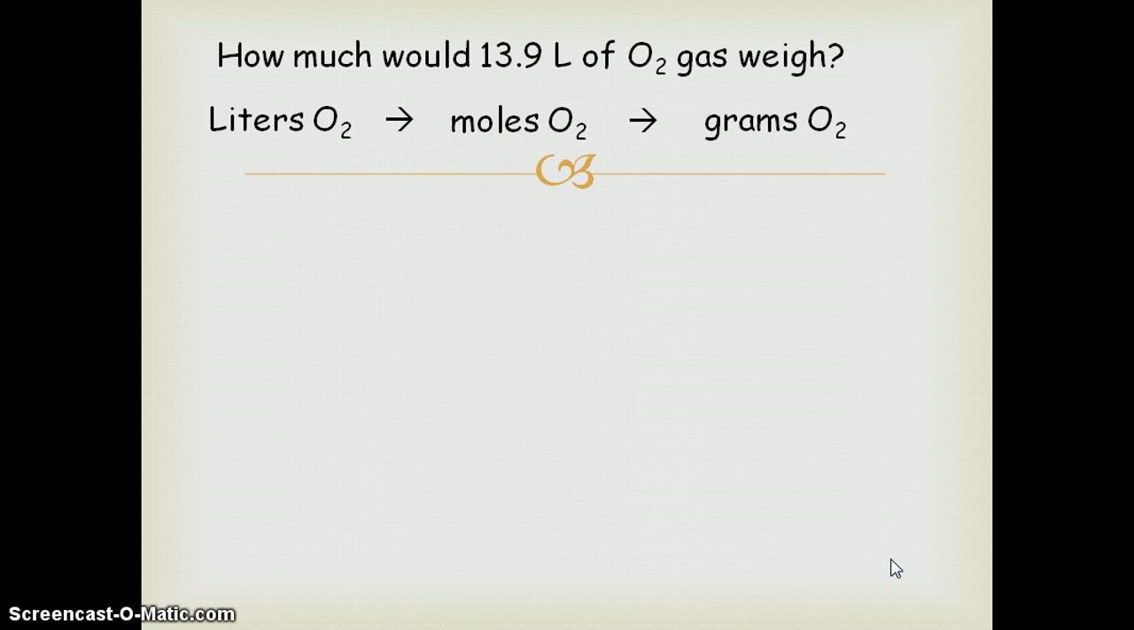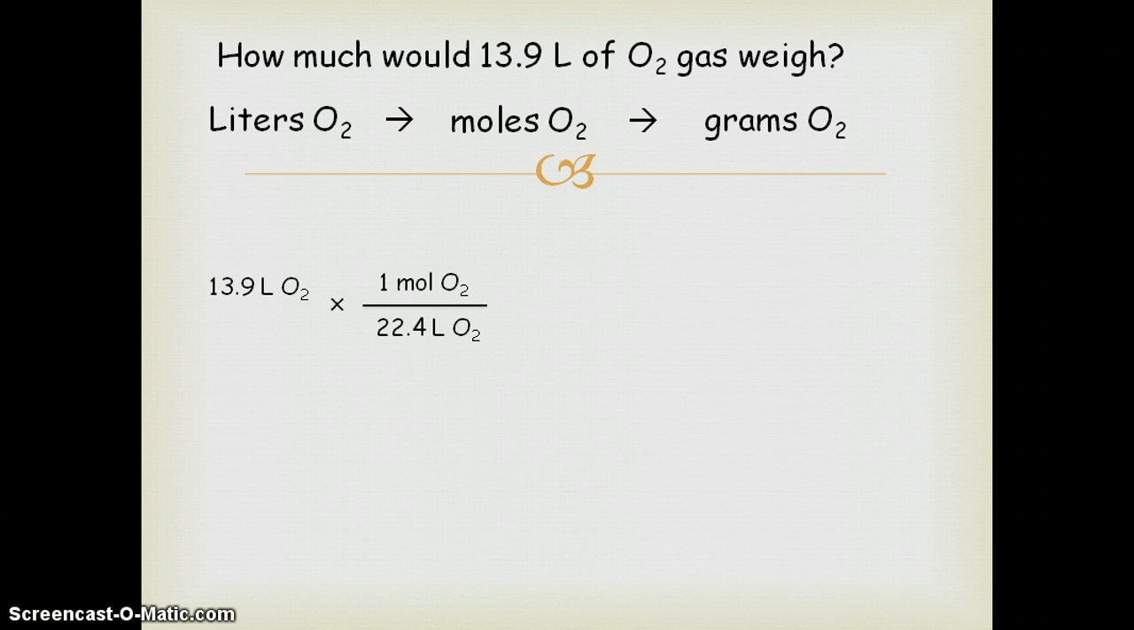Okay, so if that's how you set up this problem, we can go ahead and throw our numbers into our dimensional analysis. We start out, we have 13.9 liters of oxygen, okay, and the first step in our dimensional analysis is to turn that into a mole. So we have 22.4 liters of oxygen is equal to 1 mole. That's our first equality that we need to put into that dimensional analysis. Then we want to go from having moles to have.